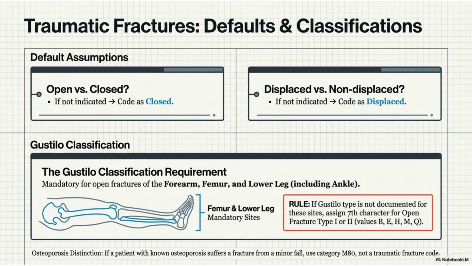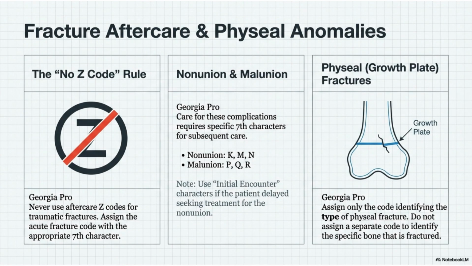And here's a key distinction. If a patient with known osteoporosis fractures a bone from a minor fall, we do not use a traumatic fracture code. We use M80, which captures pathological fractures due to osteoporosis. One of the most important rules in Chapter 19 is the No Z code rule for fracture aftercare. Even during follow-up visits, we continue to use the acute fracture code with the appropriate seventh character.